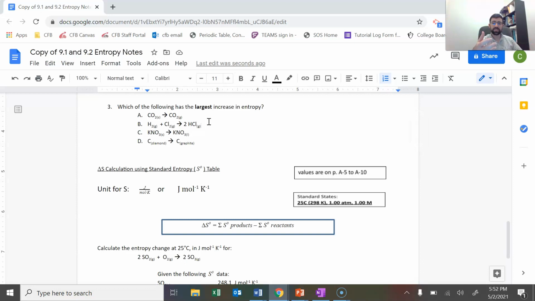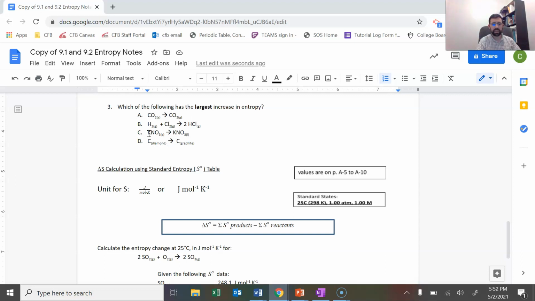Is it possibly an increase in entropy? Possibly. Very well may be. But is it a big one? Is it a big change in entropy? Well, I have the same number of moles of gas on both sides, so that's not as big of a change in entropy as this first one going from a solid to a gas.